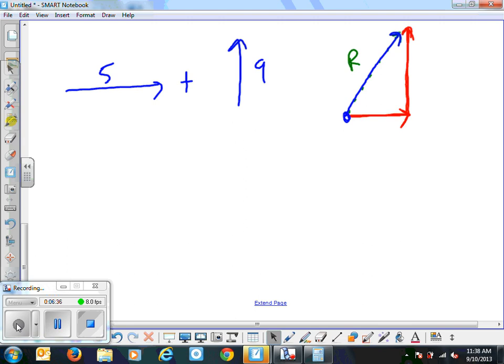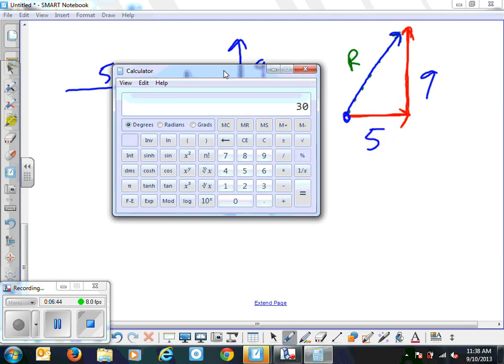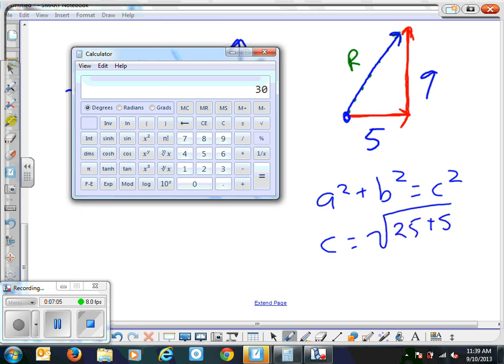Okay, so then you just put in your numbers here. 5, 9, and the way you do this on your calculator then is, in this case, what's that formula? It's Pythagorean theorem. A squared plus b squared equals c squared. Okay, so we can do that, right? So then c is the hypotenuse. It's the square root of 25 plus 81.